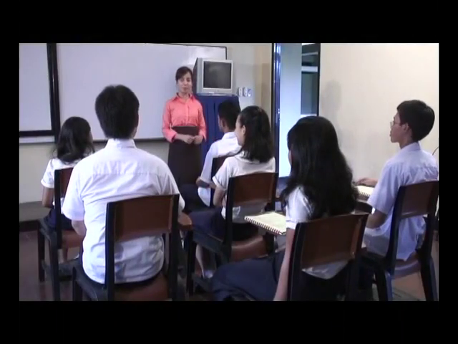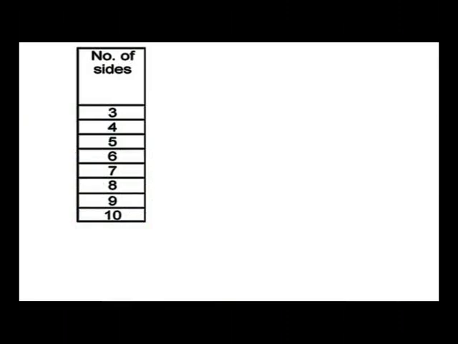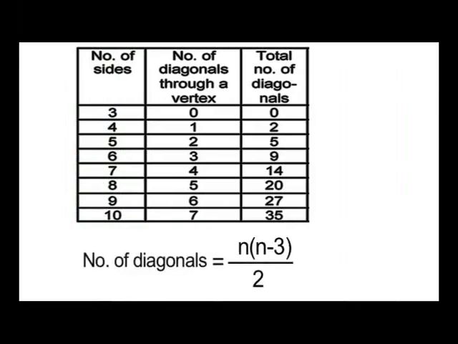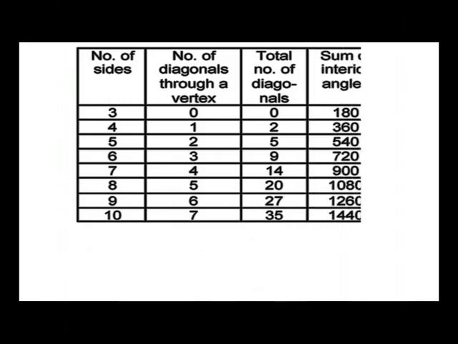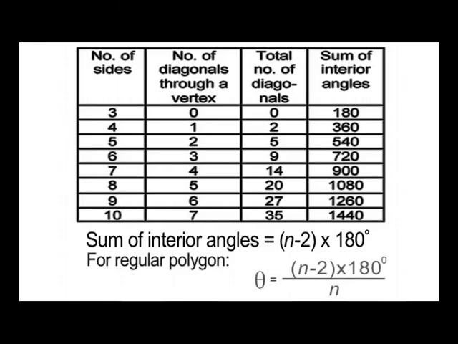Let's now summarize the formulas we learned today. Maurice, can you start with the diagonals? The number of diagonals that pass through a given vertex in a polygon with n sides is equal to n minus 3. And the total number of diagonals is 1/2 times n times (n minus 3). For the angles, the sum of the measures of the interior angles of a polygon with n sides is (n minus 2) times 180. If the polygon is regular, then the measure of each interior angle is (n minus 2) times 180 degrees all over n.